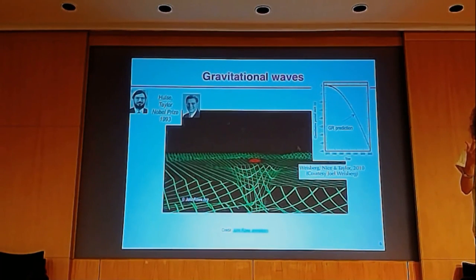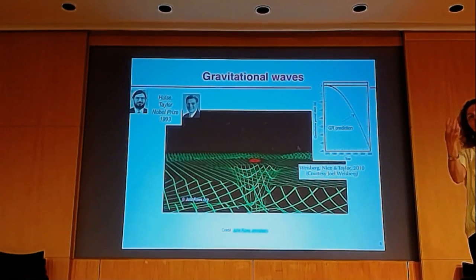They published about the system, and the amazing thing about this first binary pulsar system is that the orbit had only an 8-hour period. That's very fast. Imagine two suns, each the size of Atlanta, smaller than Atlanta, moving around each other in 8 hours. The Earth goes around the sun once a year.